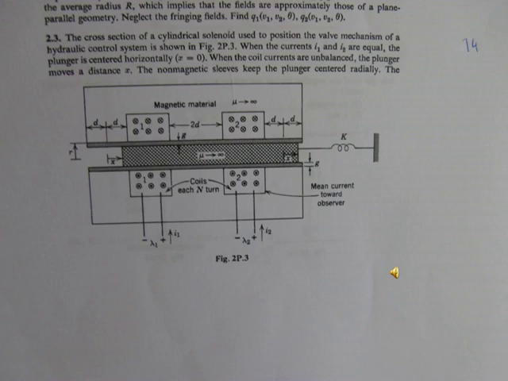So in this case, we can see that the plunger is a magnetic material, and the coils are wound on the magnetic material. So this is coil 1 and coil 2, and the plunger moves on the sleeve. When you provide this electrical current, the plunger will be moving.